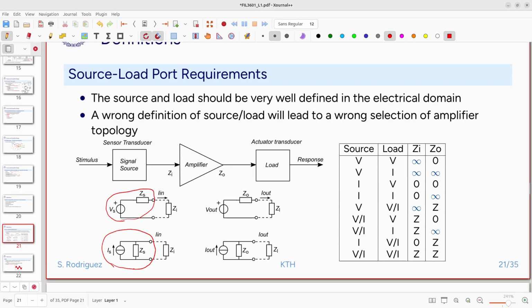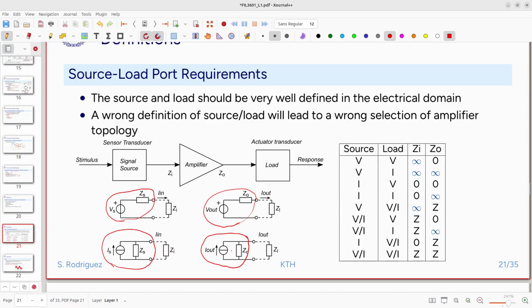And the load is very similar. We can model the output of our amplifier as a voltage source, and then in this case it is expected that our output impedance is very small, or we can model it as a current source. In that case it is expected that the output impedance is very high. So we have these four possibilities.